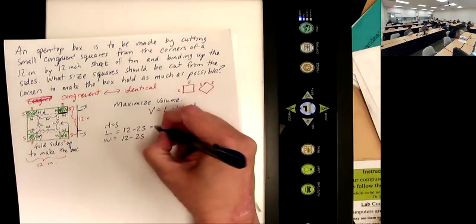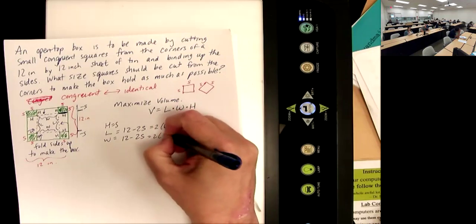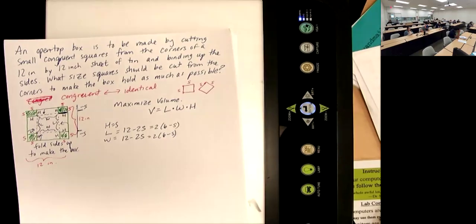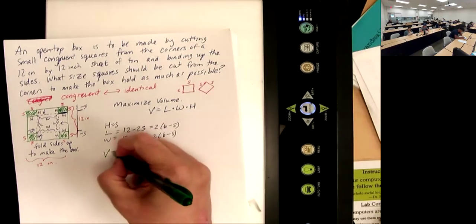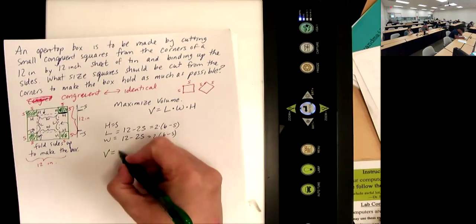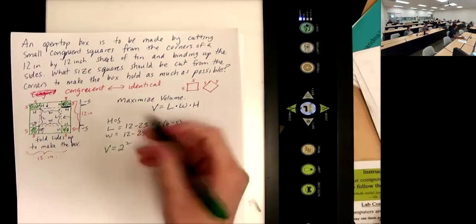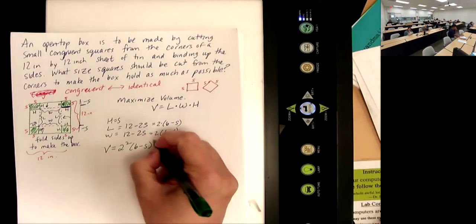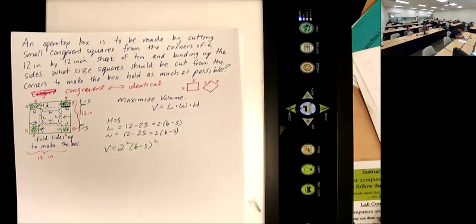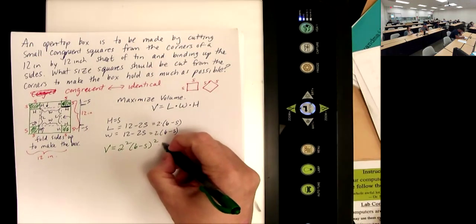This might be a little bit easier if I factor out a 2. And let's put that all together in an equation for volume. I've got a 2 and a 2, so 2 squared. I know that's 4, but I want you guys to see where it's coming from. And we have a 6 minus S squared, because there's 2 of those. And then the height is S.